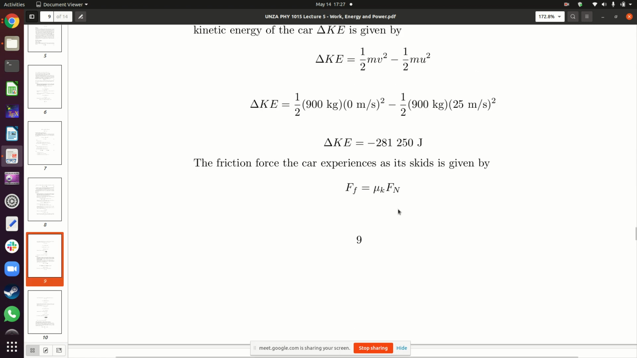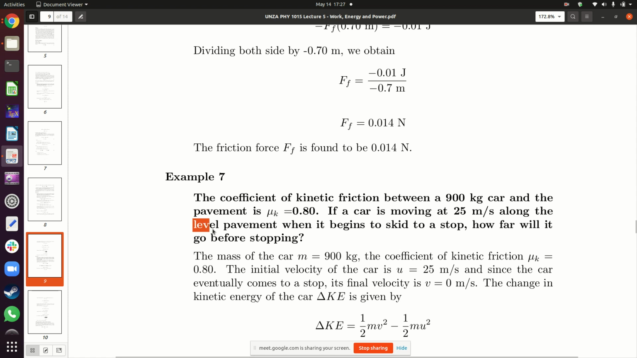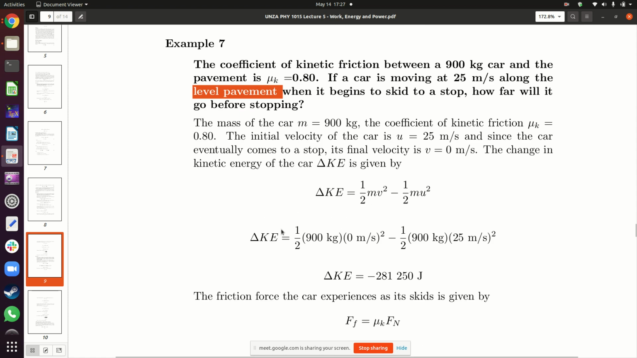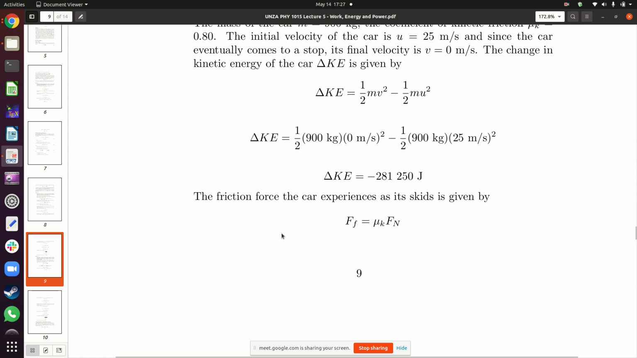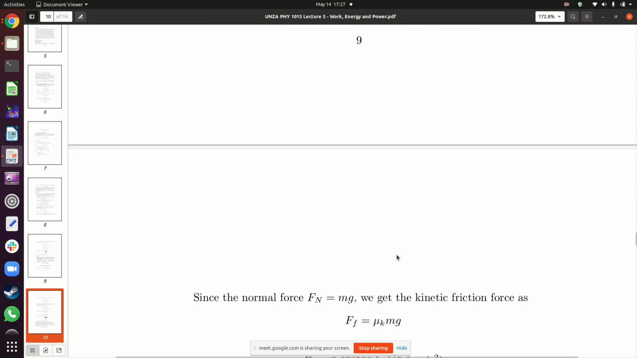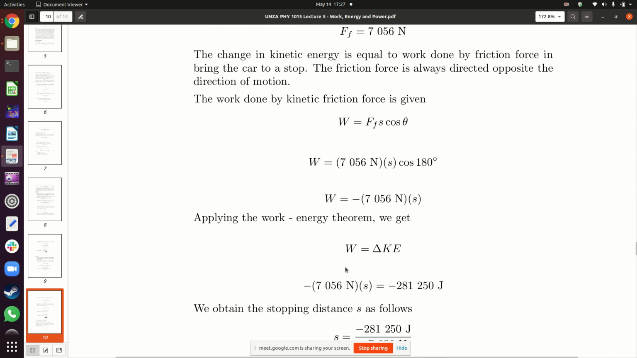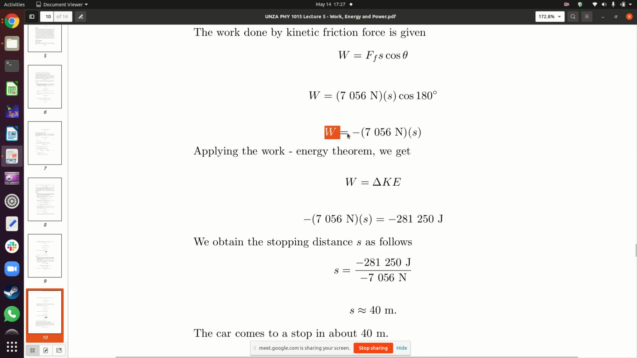Since this whole thing is happening on a level pavement, we can apply the work energy theorem, which says that on a level pavement, the change in kinetic energy is equal to the work done, and we have both of these things. This is the work done. We also have the change in kinetic energy. So the work done, minus 7,056 newtons times s, the displacement, is equal to minus 281,250 joules.